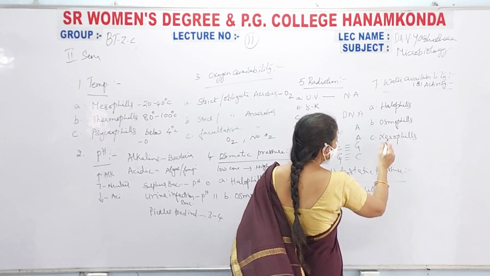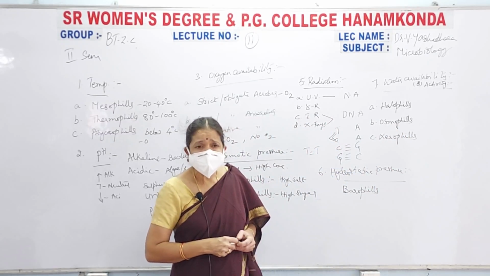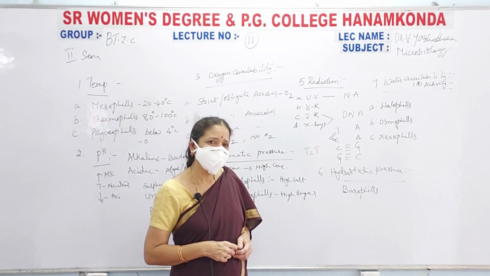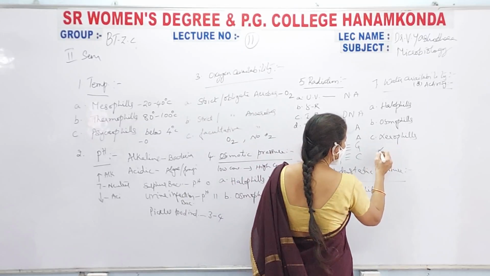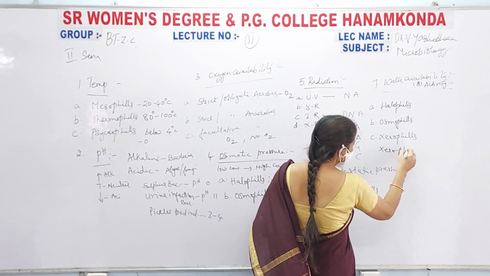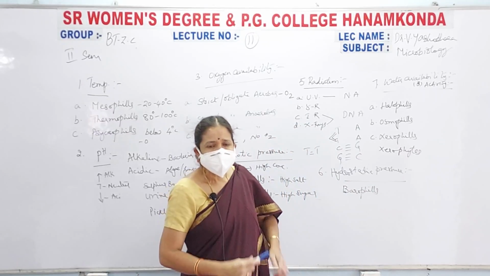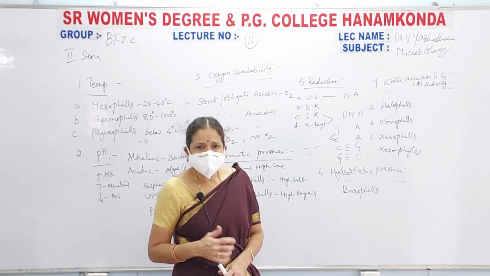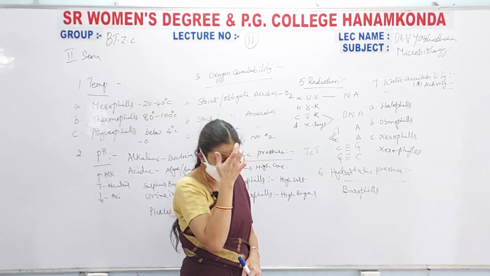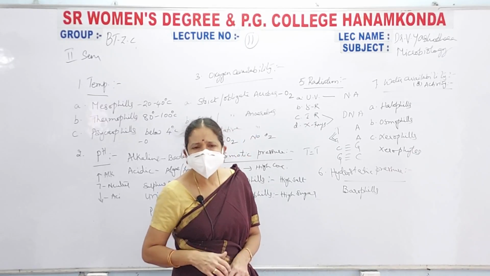Now coming to the next one, that is xerophils. These are the organisms which grow in the absence of water. That is the reason they are called xerophytes. What are xerophytes? These are the plants that grow in deserts in the absence of water. An example is the cactus. Cactus plants grow in the dry environment, in the absence of water.